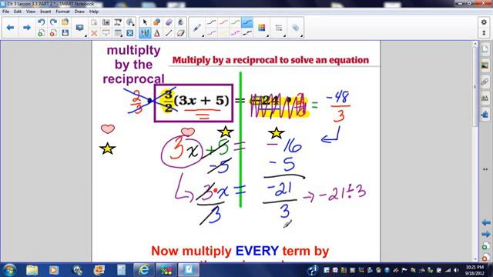Negative 21 divided by 3 is going to give us, bada bing, bada boom, a negative 7. There's your solution.